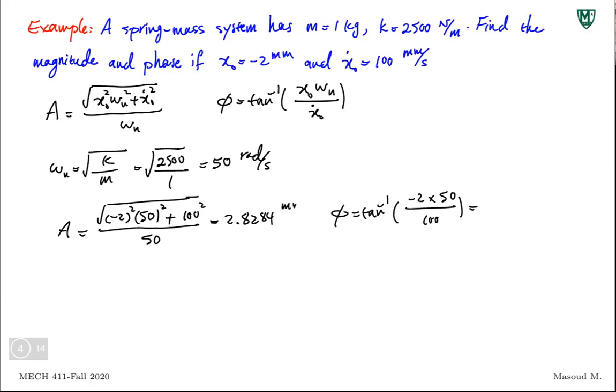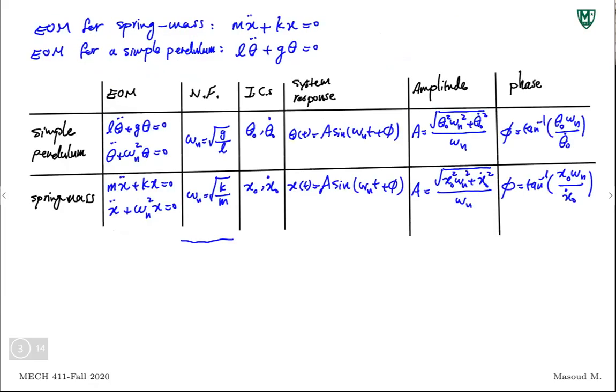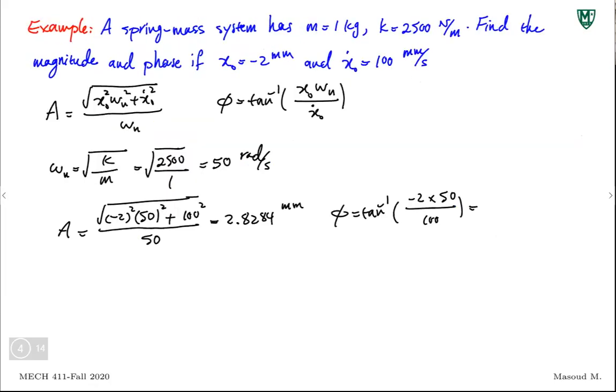2.8284 millimeters, and phi becomes minus 100 divided by, did I make a mistake calculating phi? No, I guess that's correct. So this becomes tan inverse of minus 100 divided by 100. What is the value for this? What do we get for tan inverse of minus 100 over 100?